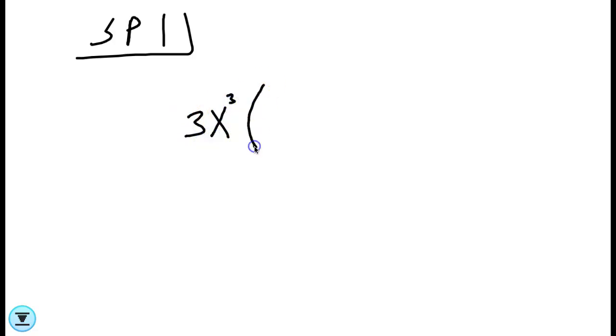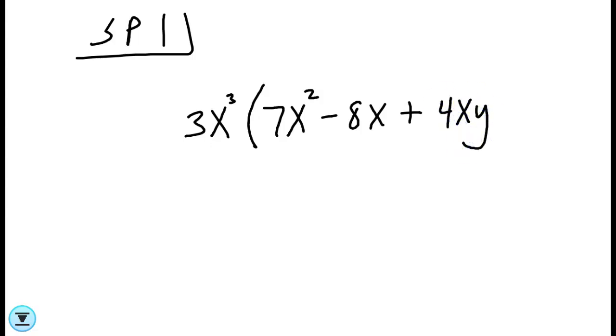Let's go ahead and throw one at you guys here, just to kind of make sure that you've got it. So 3x to the 3rd power multiplied by 7x squared minus 8x plus, now I'm going to throw something in there a little weird, just to see if you guys can get it, but 4xy. All right, so go ahead and simplify this expression. Pause the video, and when you unpause it, you'll see the solution.